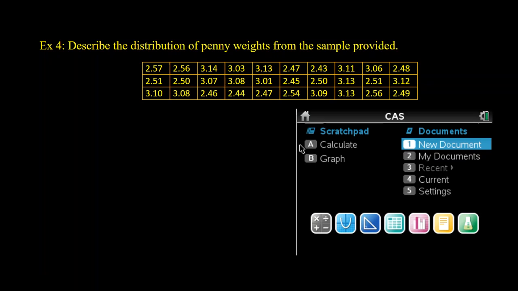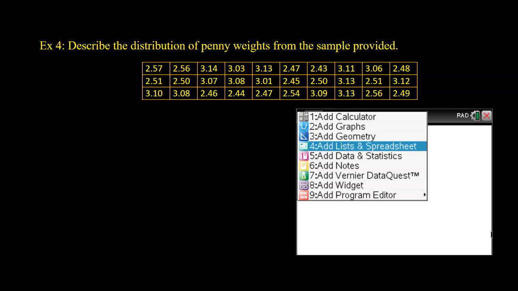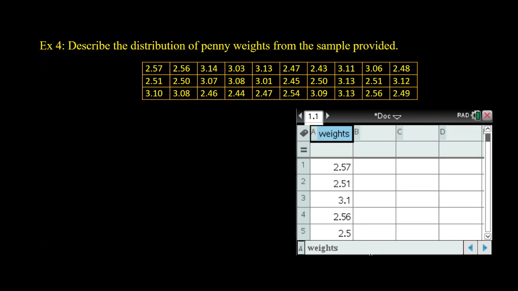using in class. From the home page, do a new document. We're going to add a list and spreadsheet. This will look like an Excel page. At the very top where it says A, not for the equal line, but above that, you need to enter a name. Since these are penny weights, I'm just going to call it weights. And then we're going to fill in all of the penny weights that I have.